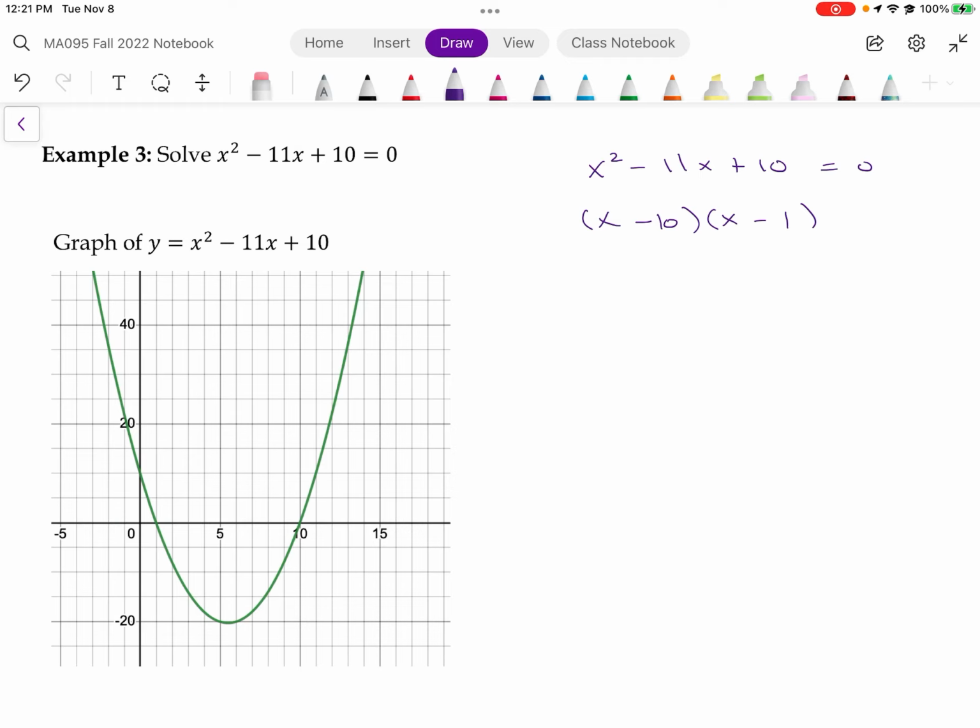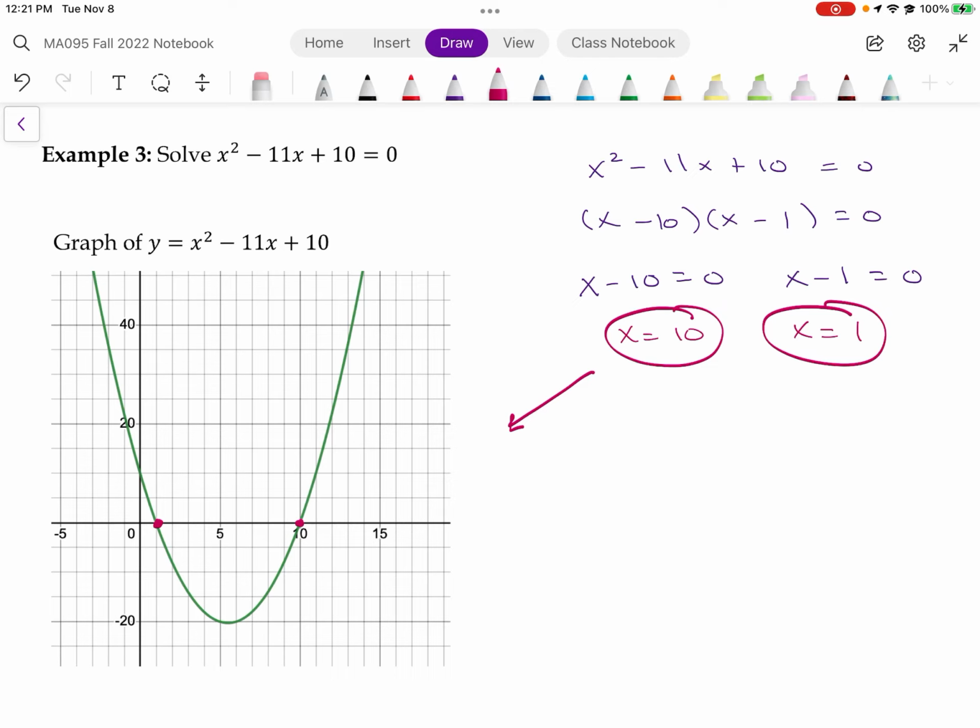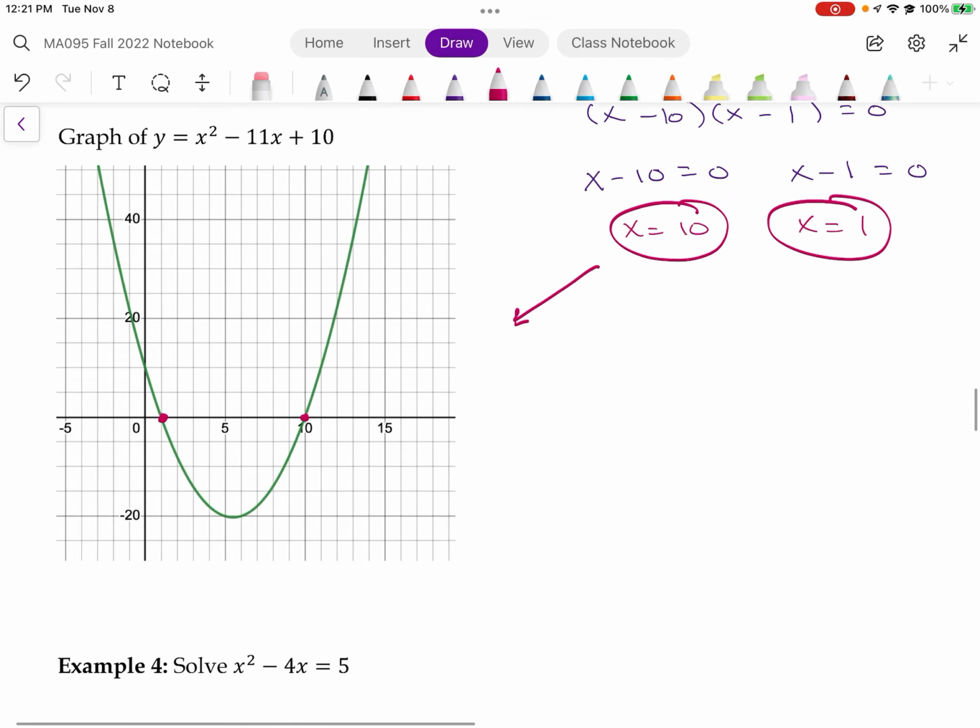All right, so those equal 0, so we're going to have to take them separately. x minus 10 equals 0, and x minus 1 equals 0. So that means x equals 10, or x equals 1. Now let's take a look at our graph. What do you see over there? We've got it crossing at 1 and 10, which is what we found here and here. Okay, so this is how we solve quadratics.